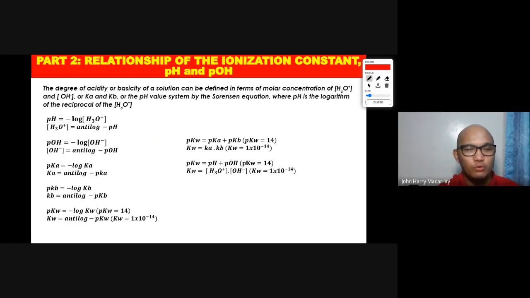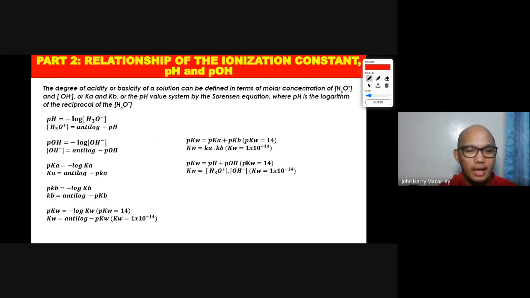If you want to convert your pKa to Ka, you can use the formula anti-log negative pKa. And then pKb is the negative log of your Kb. So again, the same with your Ka and your pKa, your pKb is also a measure of the basicity of a particular substance. So it is an index to express basicity or alkalinity for weak bases. So the lower the value of the pKb, the stronger the base. So that's for your pKb.